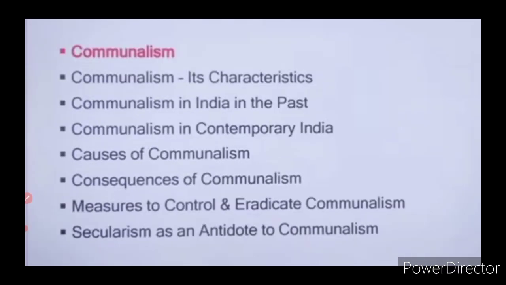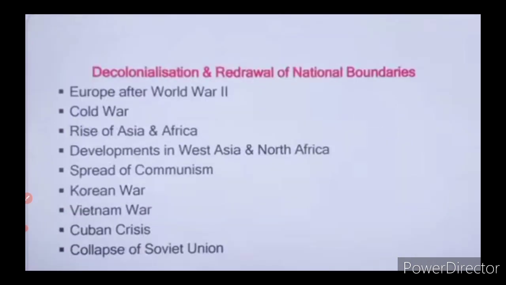Then communalism, so its characters, communalism in India in the past, communalism in contemporary India and causes of it, consequences of it, measures to control and eradicate it, and secularism as an antidote to it. Then decolonization and withdrawal of national boundaries.